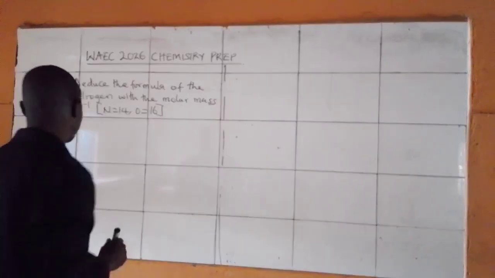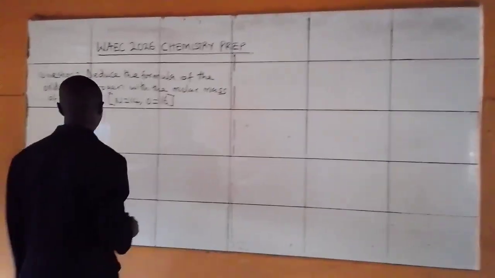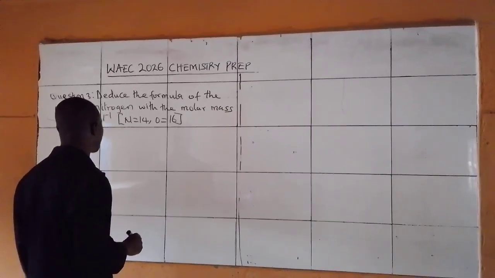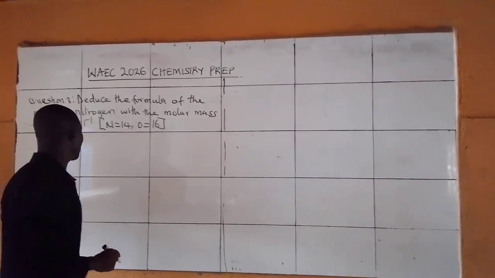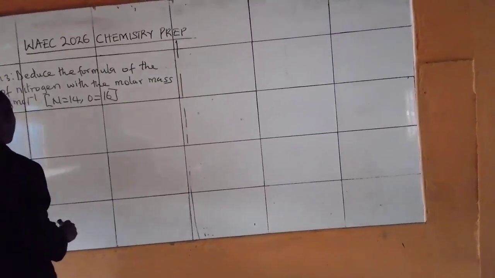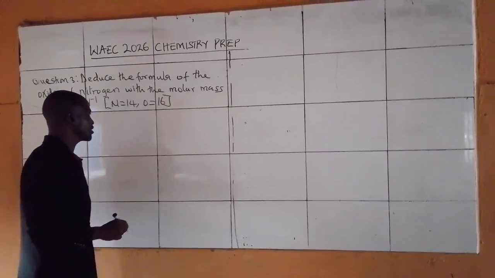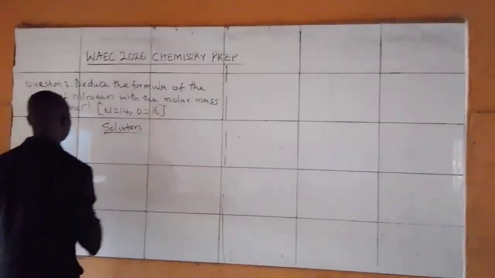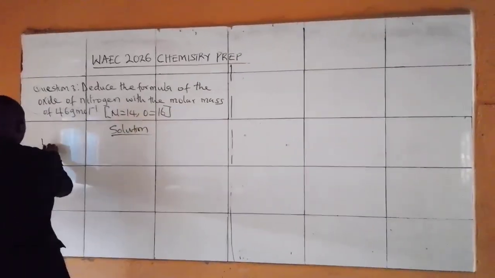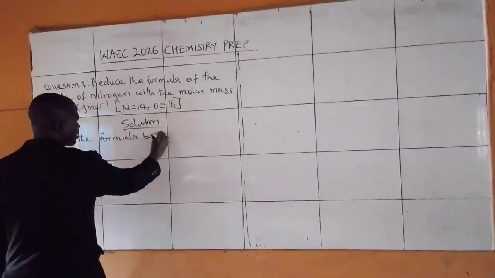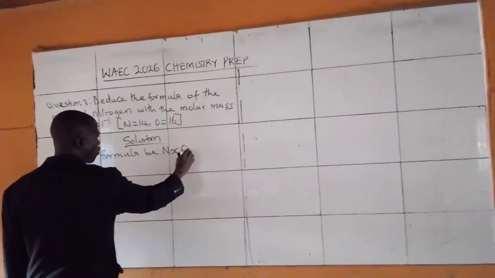And the next question is, deduce the formula of the oxide of nitrogen with the molar mass of 46 gram per mole. The atomic mass of nitrogen is 14 and the atomic mass of oxygen is 16. And this is the solution. Let the formula be NxOy.